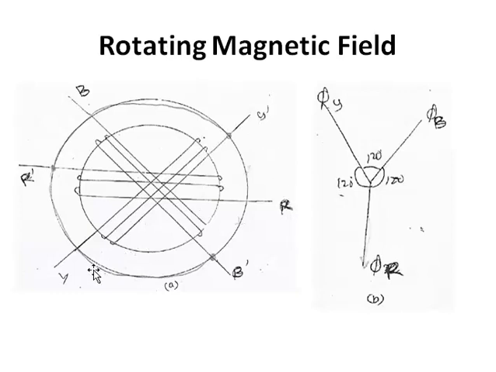Then we have the Y phase winding, Y and Y dash, and we have the B phase winding. So R, Y, B, and if you see, the R dash, Y dash and B dash are connected together to make a star connection. This is the stator winding, and to this winding we give a three phase supply.